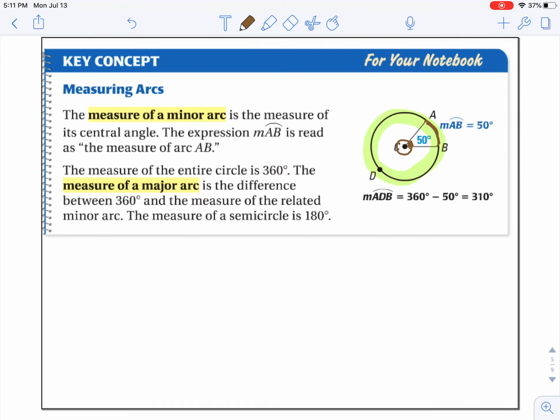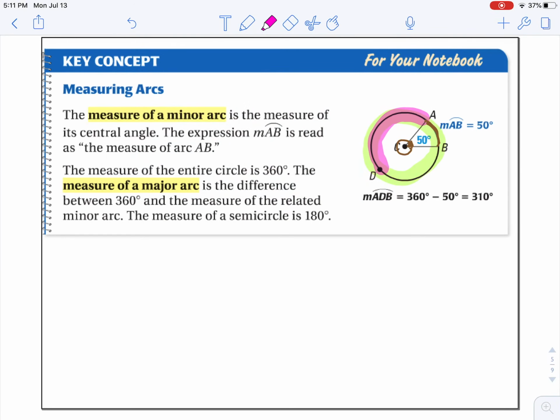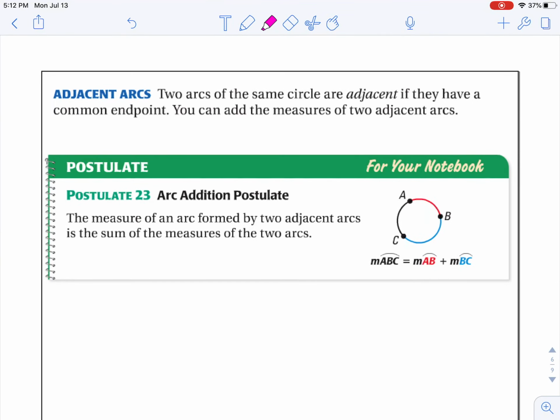The measure of a major arc is the difference between 360 and the measure of the related minor arc. So if we want to find the measure of major arc ADB, we take 360 and subtract the 50 to get 310 degrees. And the measure of a semicircle is always 180 degrees. So that's how we measure arcs.